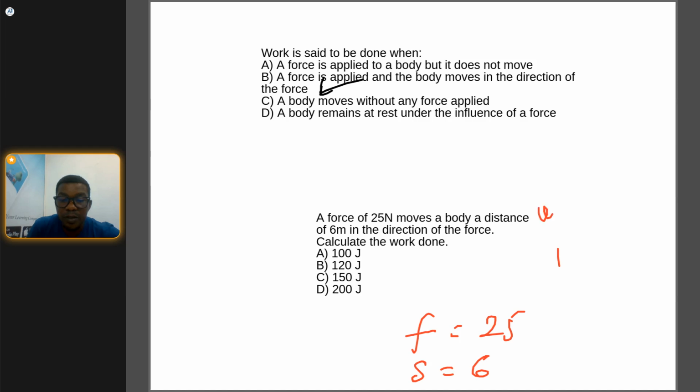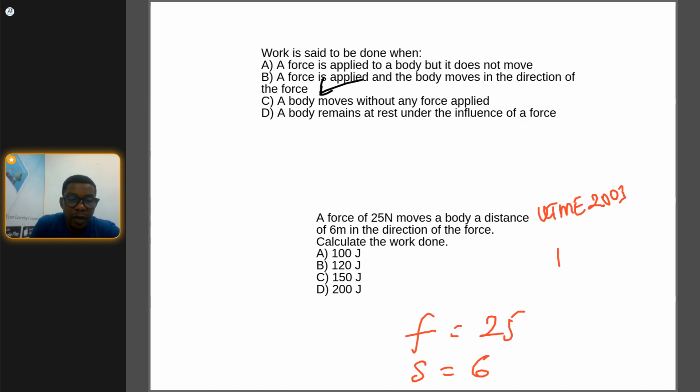Waiting for your response. These are UTME questions. This is UTME question 2003. So what will be your response? What will be the work done? I'm waiting. Is it going to be 100 joules? Is it going to be 120 joules? Is it going to be 150 or 200 joules?